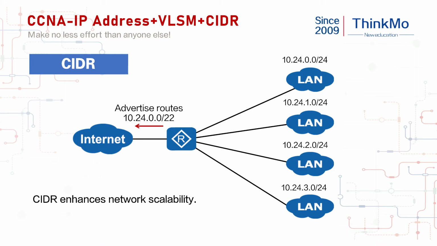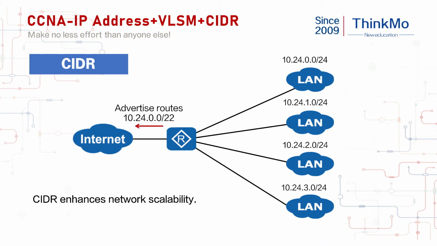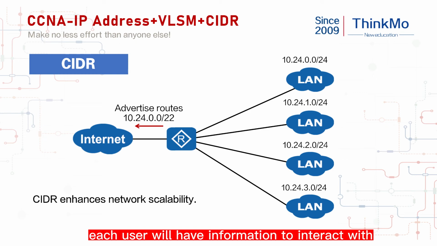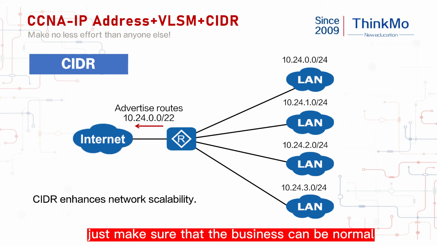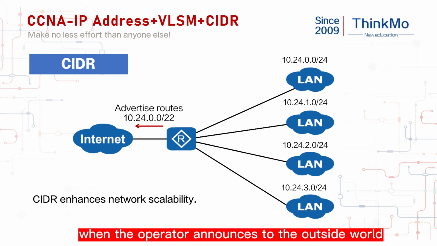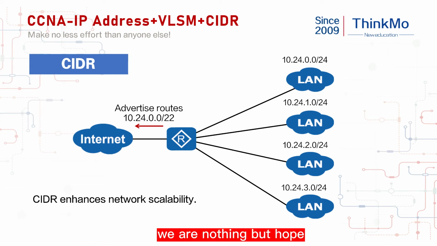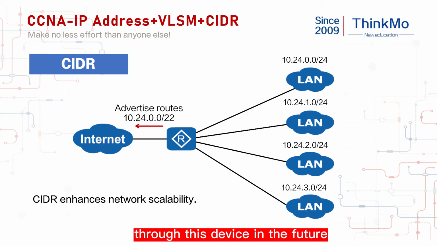That's what I mean. For operators, it is connected with a lot of users, so each user will have information to interact with. Then finally, operators don't need to know everyone's precise information. Just make sure that the business can be normal, covering the current range. When the operator announces to the outside world, all we hope is that the operator's traffic can return to the internal network. So just make sure it can interface with this export device. Traffic will be able to come down through this device in the future.